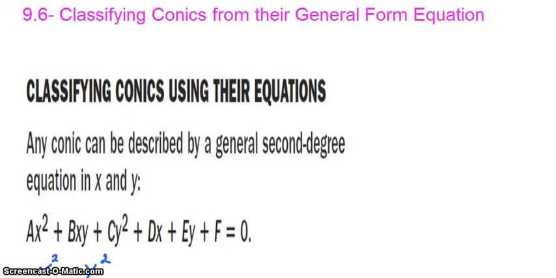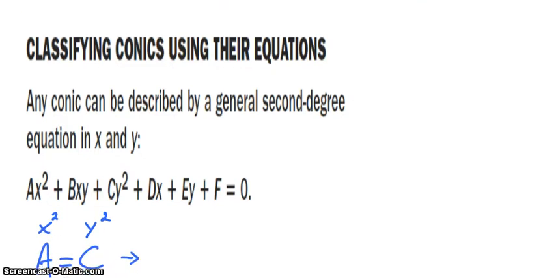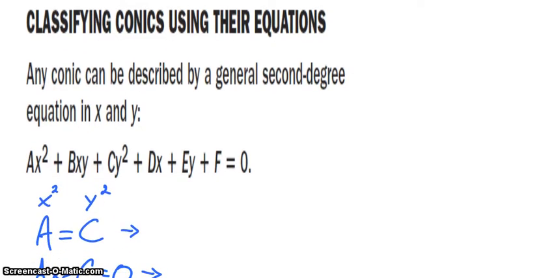Hello everyone, and welcome to section 9.6, which is all about classifying conics from their general form equation. Occasionally you'll be given just the really long equation. It's already equal to 0, and we've seen these with circles and with parabolas where we could complete the square and such, but there is an easy way if you're given a whole bunch of jumbled equations and you have to identify which is which.